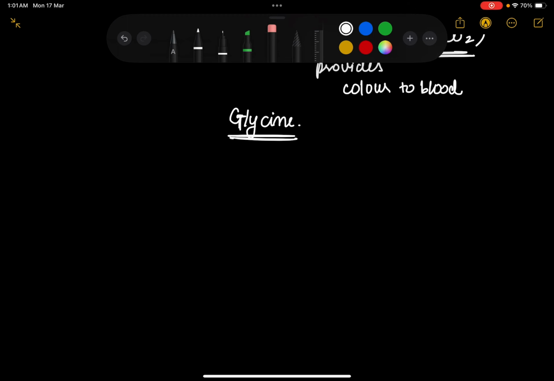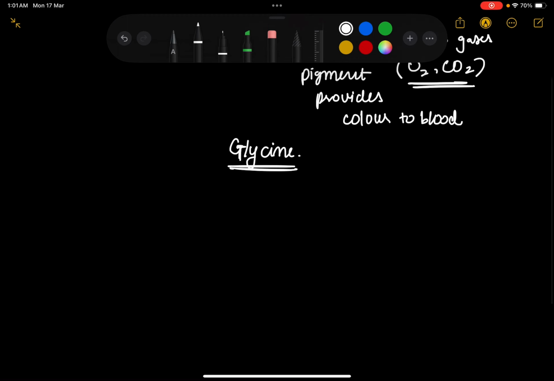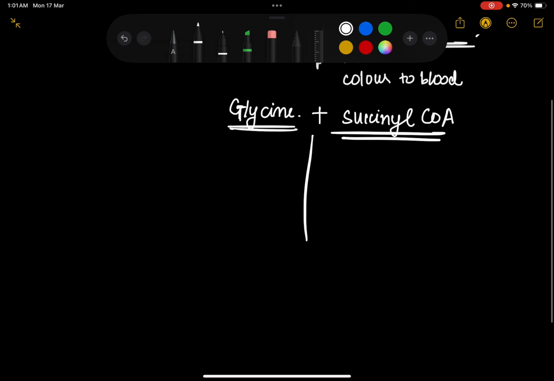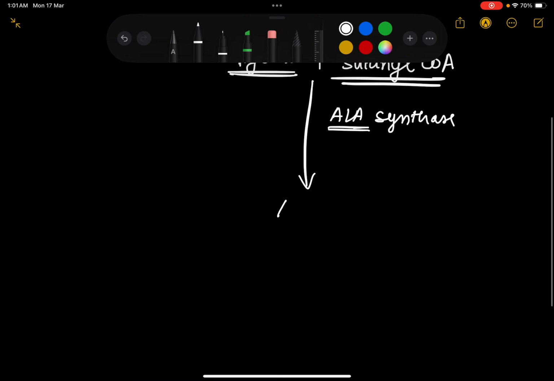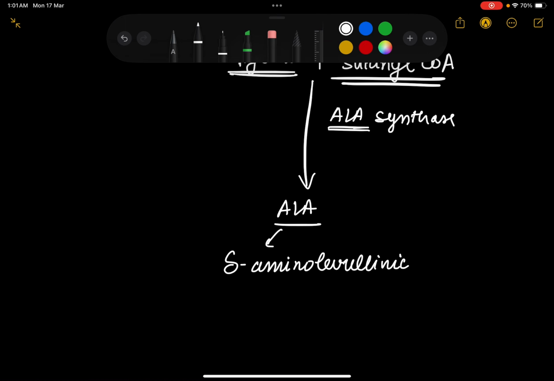Now let's proceed towards synthesis. First we have glycine. Along with glycine we need succinyl CoA. Glycine plus succinyl CoA will first combine in the presence of the enzyme ALA synthase. Now, what is ALA? They both combine to form ALA, which is delta aminolevulinic acid.